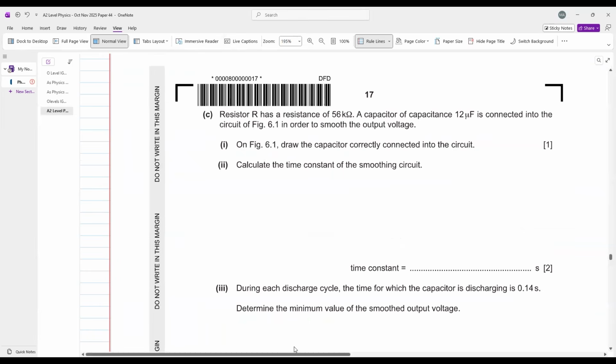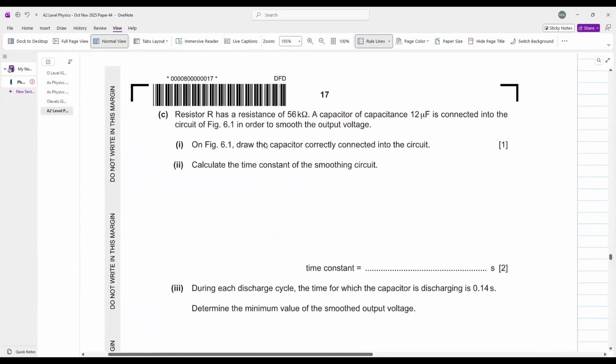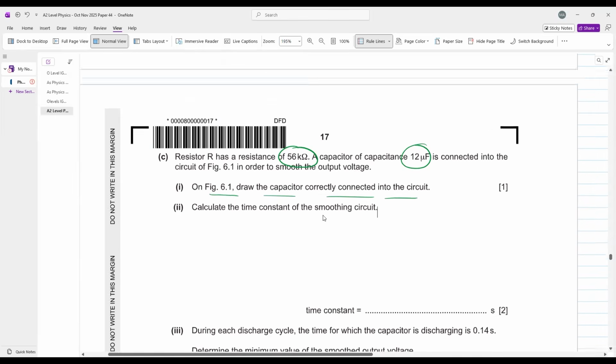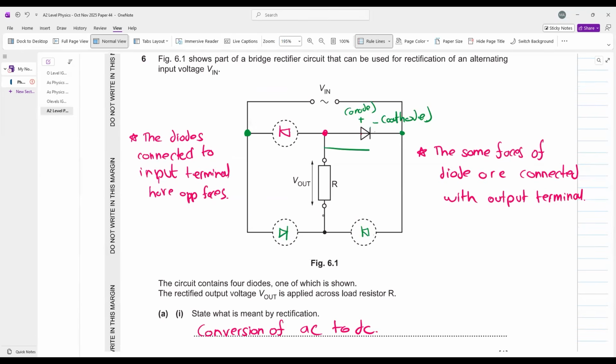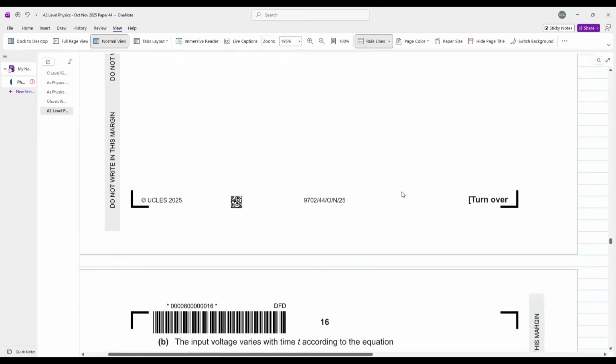अच्छा जी, this looks interesting. क्या लिखा हुआ है? The resistor has a resistance of 56 kilo ohm. A capacitor of 12 microfarad is connected into the circuit of figure 6.1 in order to smooth the output voltage. On figure 6.1, draw the capacitor correctly connected to the circuit. Always remember, capacitors are connected in parallel to the resistor. Capacitor हमेशा parallel में लगता है to the resistor, like this. ठीक है, ये लग गया. कैपेसिटर सिंबल मार्क भी कर दो C.